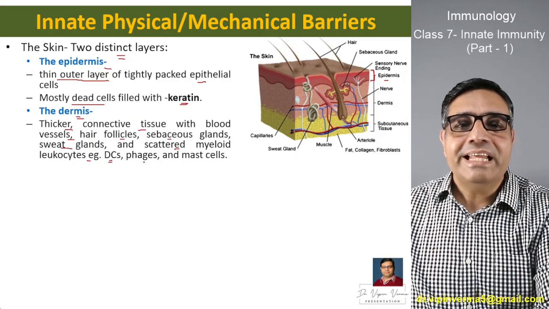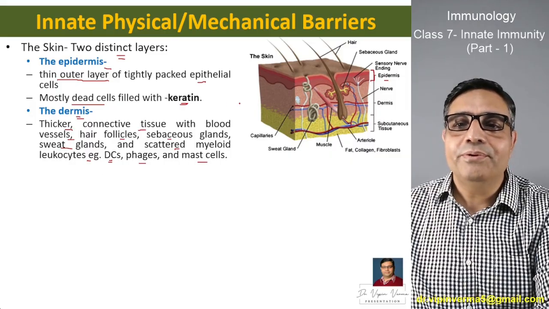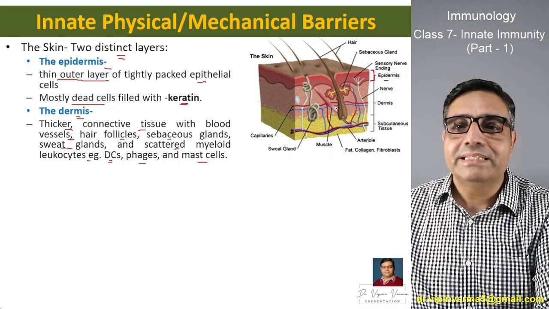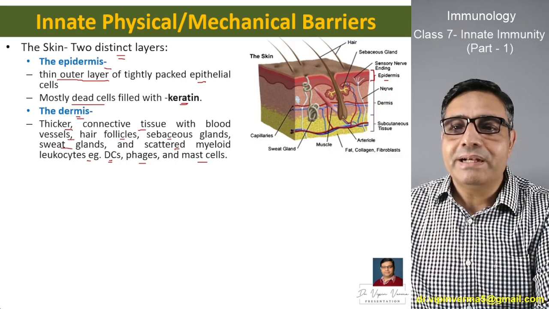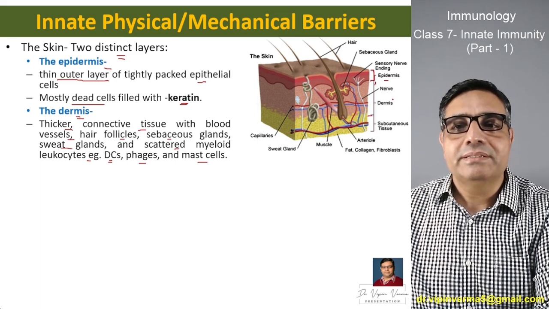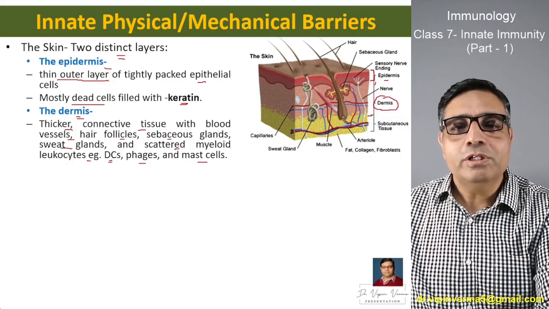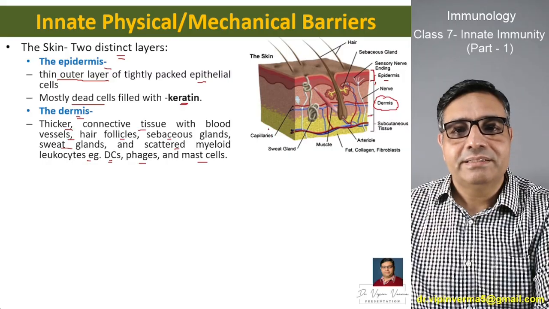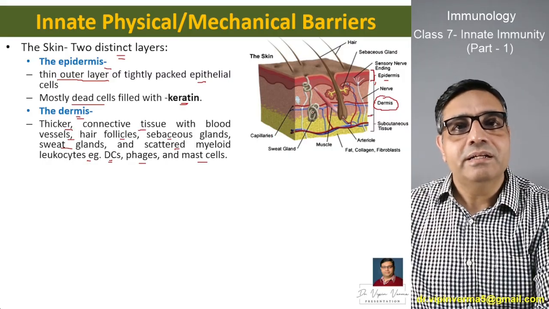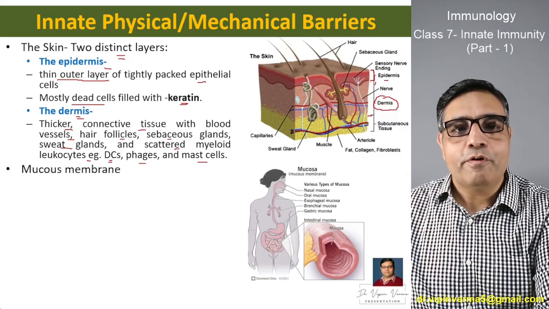Dendritic cells. Then we have phagocytes and then mast cells. So here you can see the thicker part. This part is dermis. So you start with here and it goes up to here. The red part, slightly pink part, this is the dermis. In the dermis, you have all sorts of glands, blood vessels and the nervous system. Okay, that's how the skin is made up.